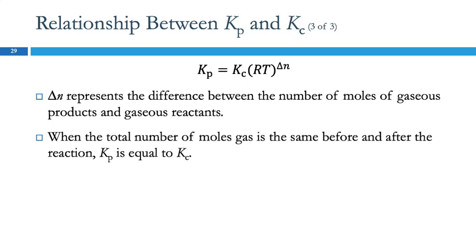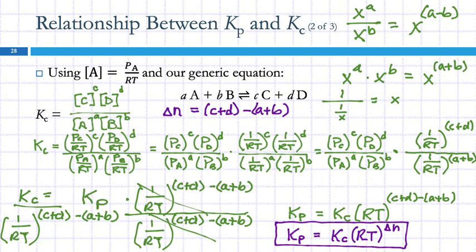So if we have the total number of moles of gas the same before and after, there's no change in the moles of gas, then if we look back here, what's going to happen is all of those RTs would just cancel out, and Kc will equal Kp. And that's what that derivation is telling us.